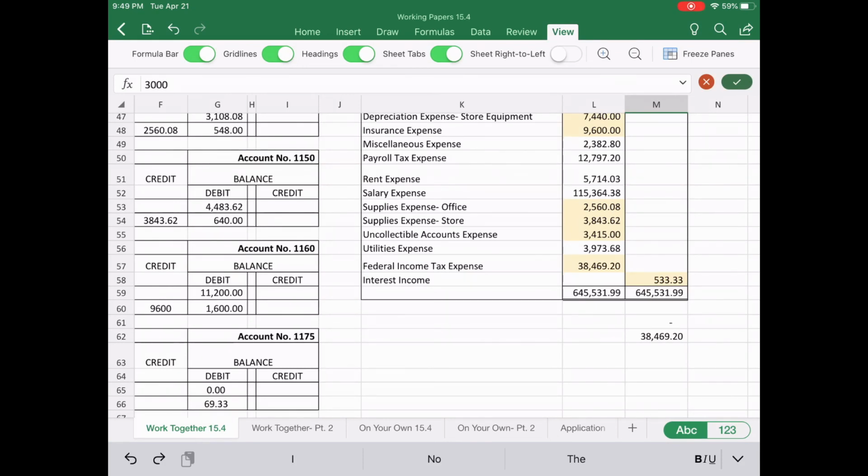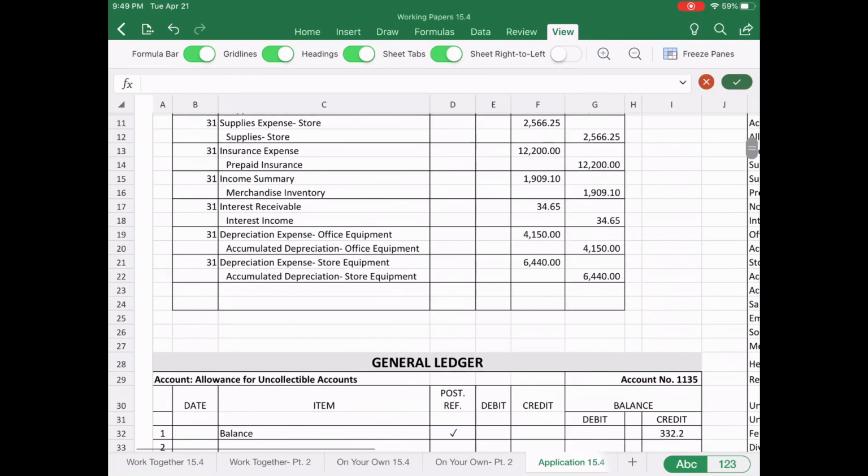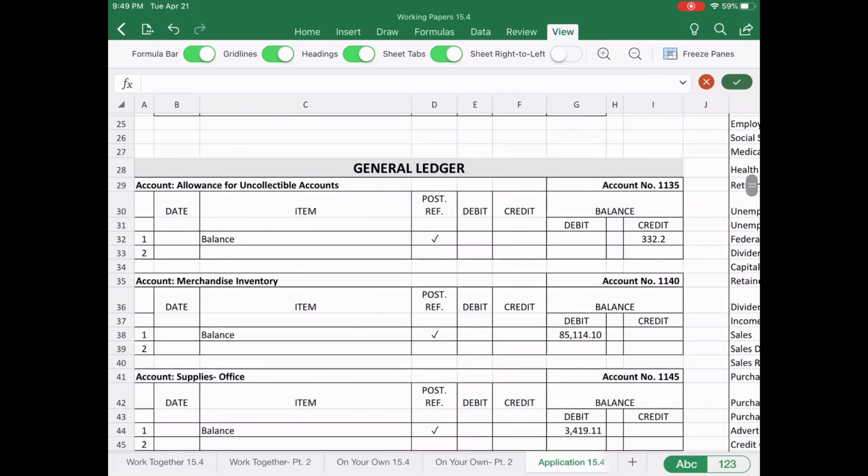So now all you need to do is just finish the application problem. Same exact scenario, just different numbers. Let me know if you have any questions.